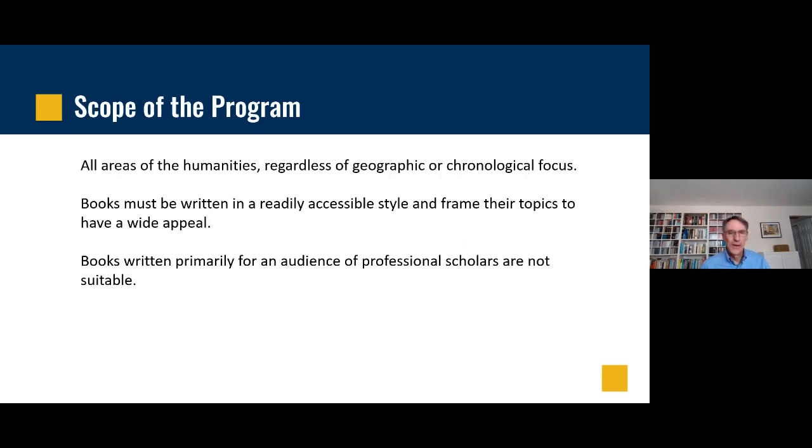The scope of the program is what I want to touch on next here. We welcome applications in all areas of the humanities, regardless of geographical or chronological focus. If you look at the list of awards that we've made so far in this program, and we've made over 200 awards so far, you'll see that the list is dominated by projects that have an American focus. But we don't actually have a preference for projects with an American focus. We welcome proposals having to do with any geographic area or historical period.